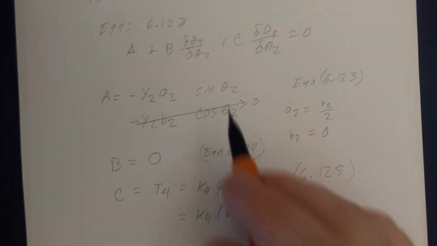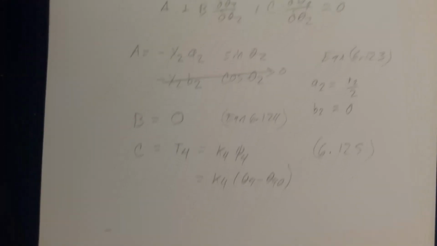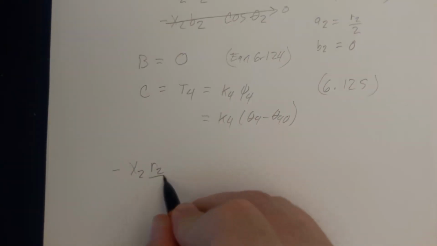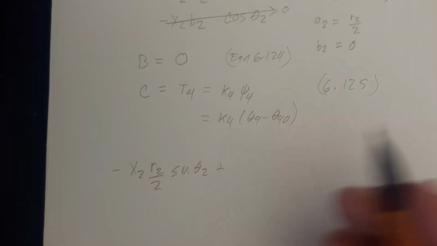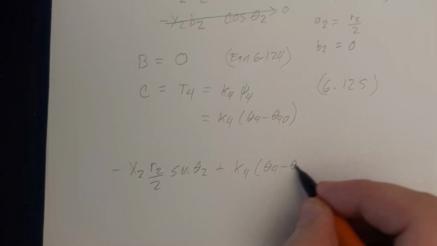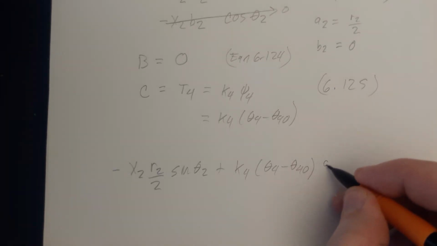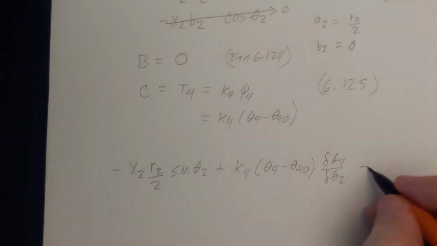Okay, and so we can just plug those into our equations. Our values of A, B, and C, and what we'll get is minus x2 r2 over 2 sine theta 2 plus b is equal to 0, so that term goes away. Then we'll have k4 times theta 4 minus theta 4 naught, and then we'll multiply that by d theta 4 d theta 2, and that's going to be equal to 0.